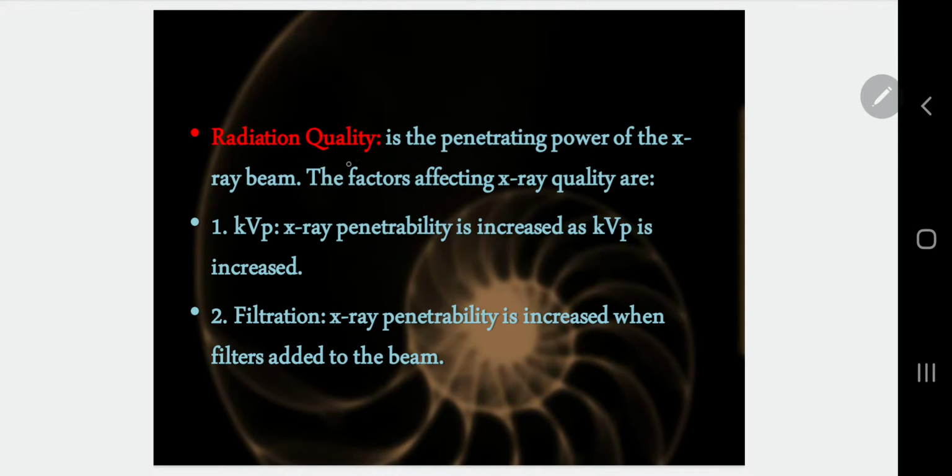Radiation quality is the penetrating power of the X-ray beam. The factors affecting X-ray quality are: 1. Kilovolt peak. X-ray penetrability is increased as the kilovolt peak is increased. 2. Filtration. X-ray penetrability is increased when filters are added to the beam.